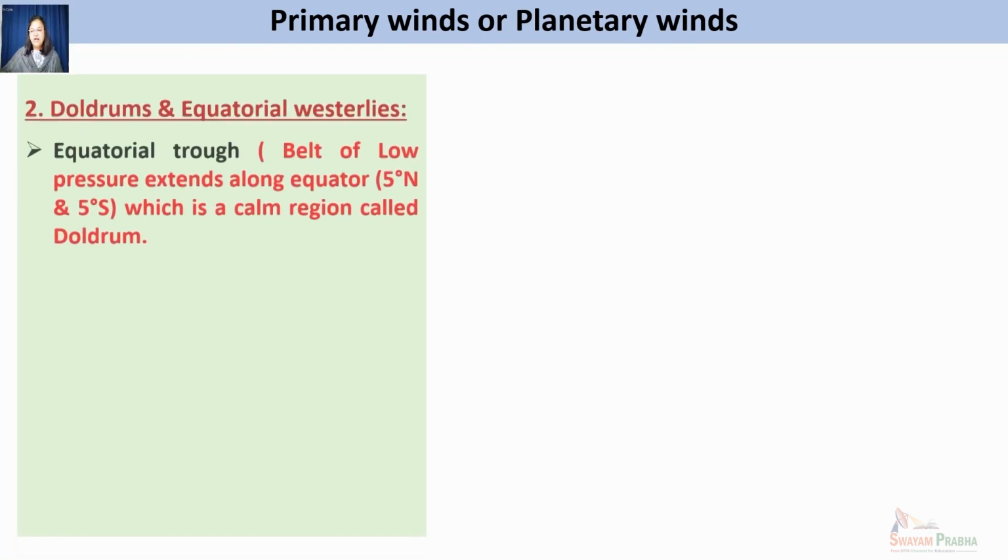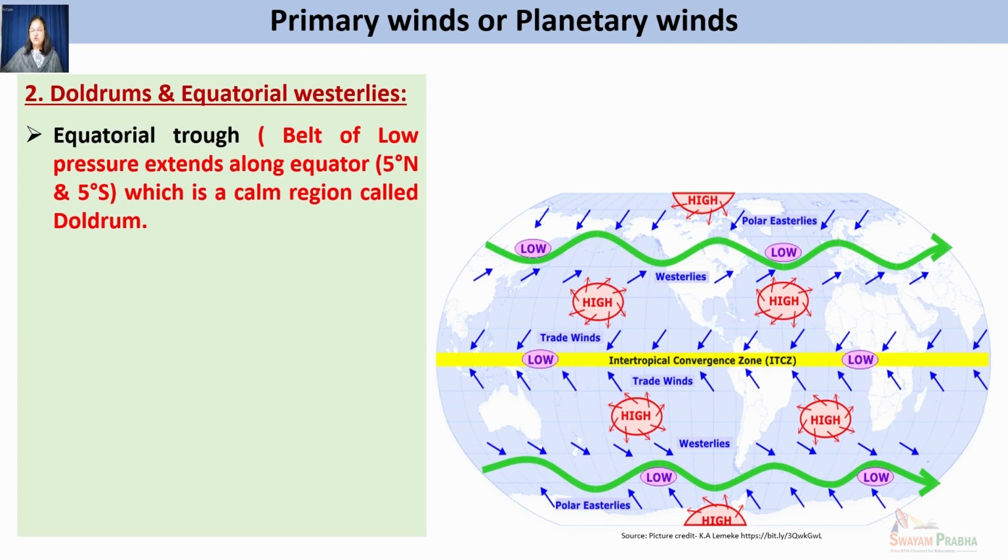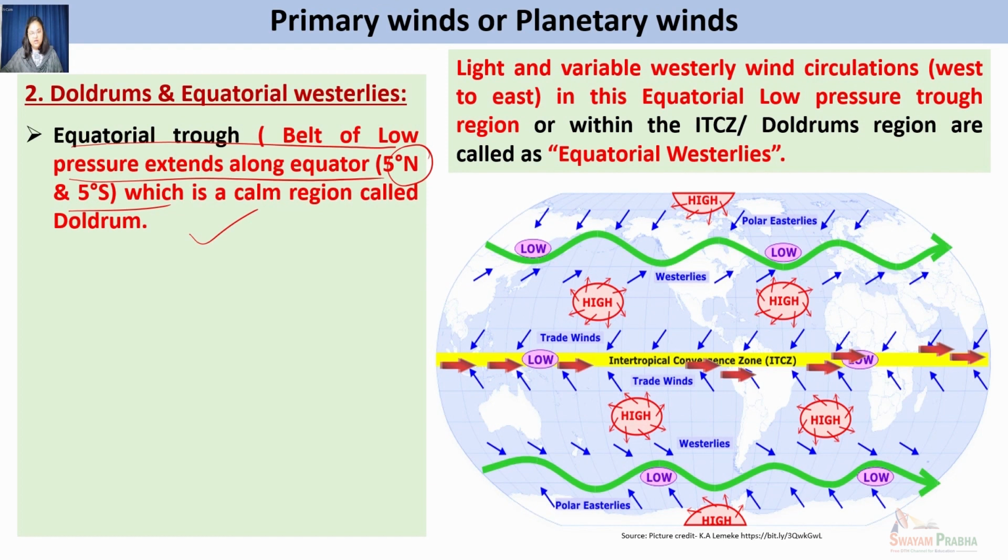Besides trade winds, you have equatorial westerlies or doldrums which exist in the equatorial trough region, which extends between 5 degrees north and 5 degrees south of equator. Equatorial trough, which is a belt of low pressure, extends between 5 degrees north and 5 degrees south of equator, which is a calm region called as doldrum. So light and variable winds which circulate from west to east in the equatorial low pressure trough region or within the ITCZ are called as equatorial westerlies.